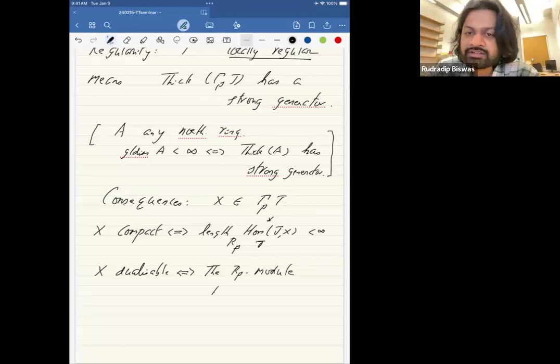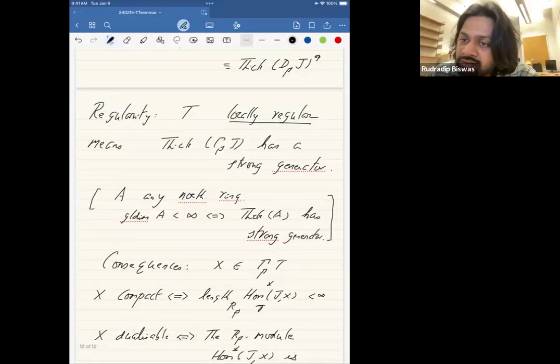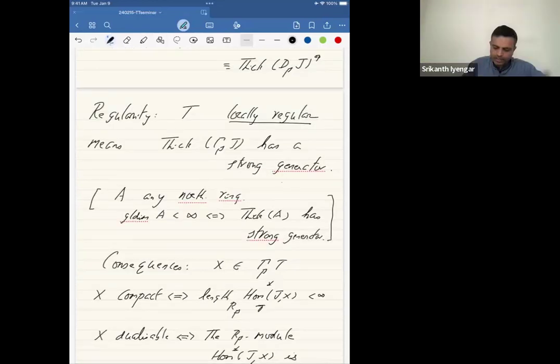Srikanth, for this last equivalence, don't you need it for all P? Where did I say that? Oh, no, I'm just asking. For this, the state definition requires for all P, yeah.